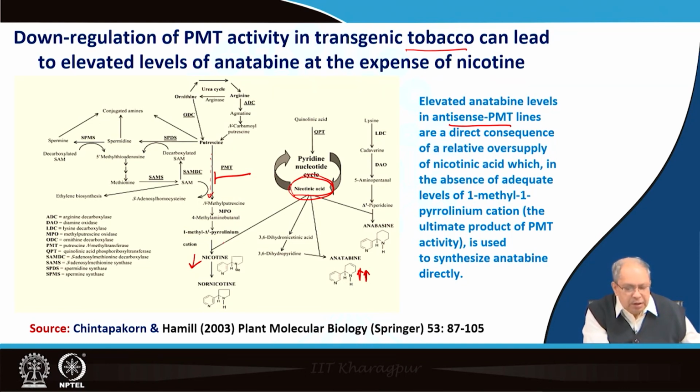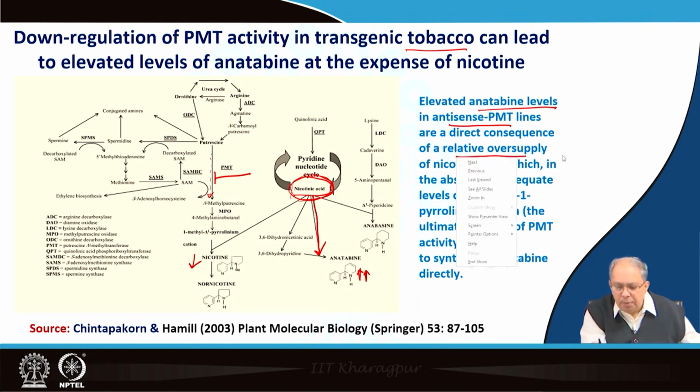But this leads to more nicotinic acid accumulation. Nicotinic acid accumulates more in the cell upon antisense suppression of PMT. So, this nicotinic acid is now converted towards anatamine. Along with that, some anabasine is also formed. So, there are elevated anatamine levels in the antisense plants as a consequence of relative oversupply of nicotinic acid in the absence of an adequate level of N-methyl pyrrolinium ion.